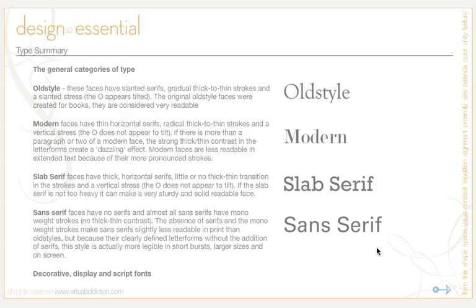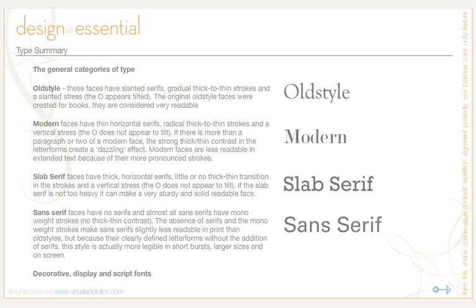Things you can do to help choosing a typeface. Well, remember the general categories of type. Remember how certain fonts are more readable and more legible in certain situations. Understanding these categories and concepts is important in helping you narrow your choices. Old style. These faces have slanted serifs, gradual thick to thin strokes, and slanted stress.